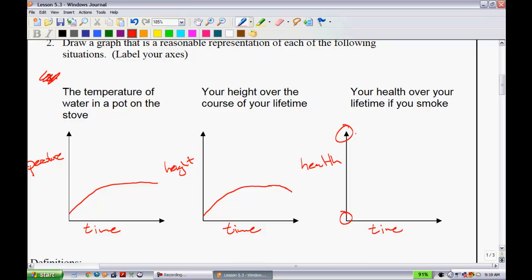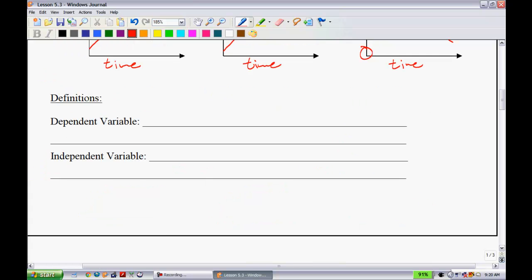So when you first start smoking, you're going to be relatively healthy, and it could be different for each person, but what you're going to see is this one's going to be kind of what we'd say as a linear function. It's going to kind of steadily decrease as you keep smoking.